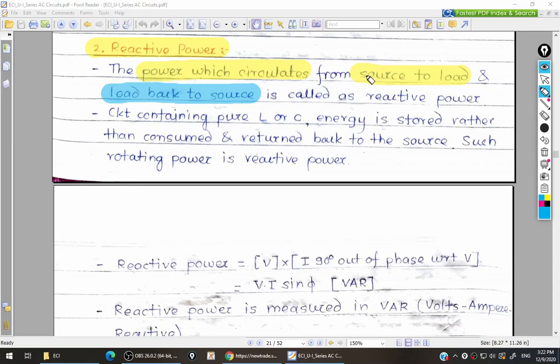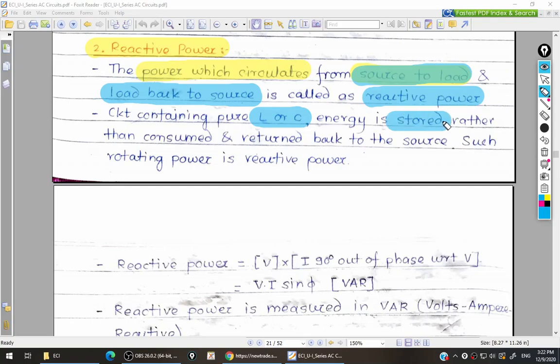What happens when power is flowing from source to load? It means that power from the source is getting stored inside the inductor or capacitor, and in the reverse case, whatever energy is stored inside the inductor or capacitor goes back to the source. Such circulating power is called reactive power. And remember, reactive power is possible only in the case of inductance or capacitance. If your circuit does not contain inductance or capacitance, reactive power does not exist.